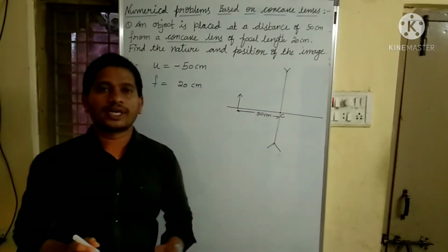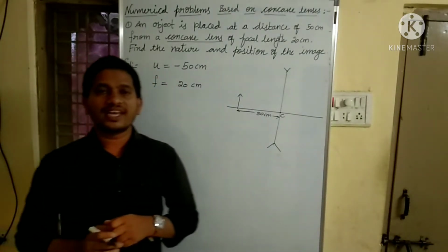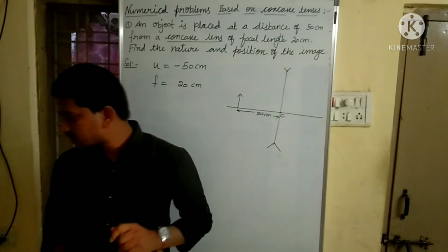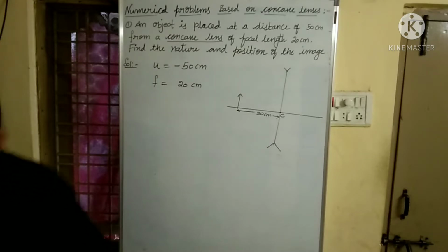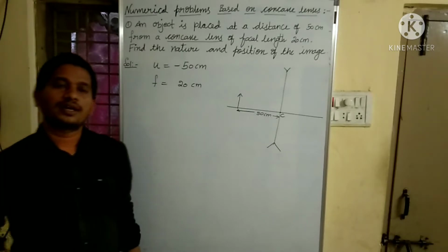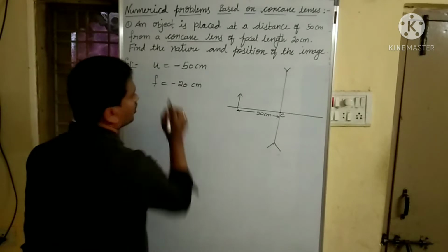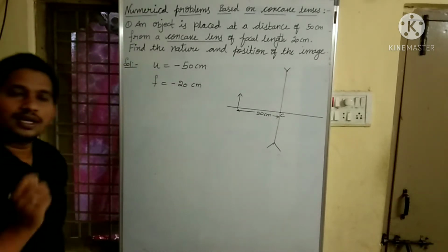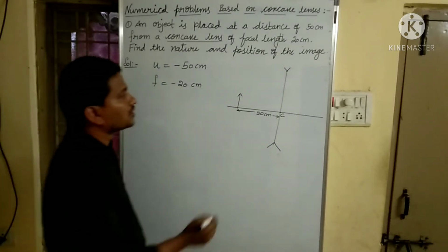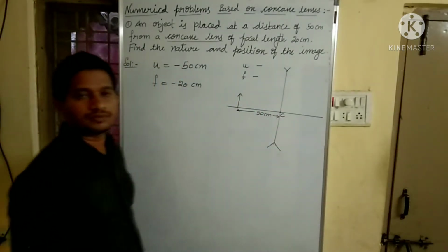As we know, what is the nature of concave lenses? Always it gives a virtual and erect image. So focal length will be negative: f equal to minus 20 cm, according to sign convention. So for a concave lens, object distance will be negative, and focal length is also negative.